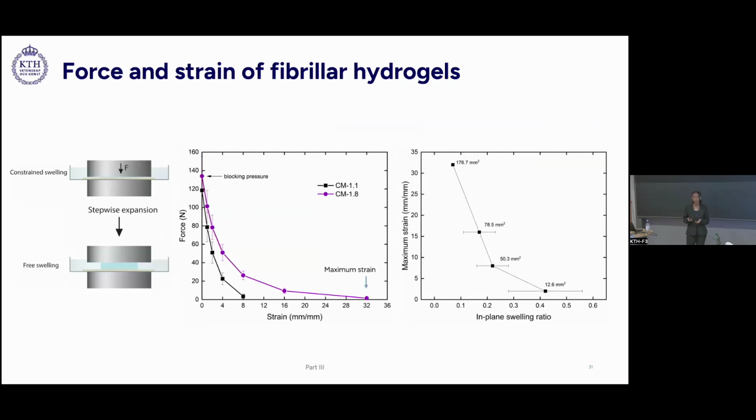However, by decreasing the area size, which was found to increase the blocking pressure, we noted that we lose in the maximum strain attainable. And this is suggested to be related to a decreased in-plane stiffness with the decreasing area sizes, and it is also supported by the increased in-plane swelling ratio of smaller areal sizes.